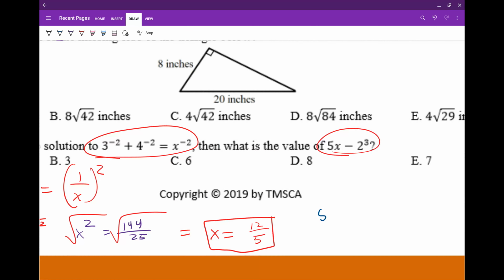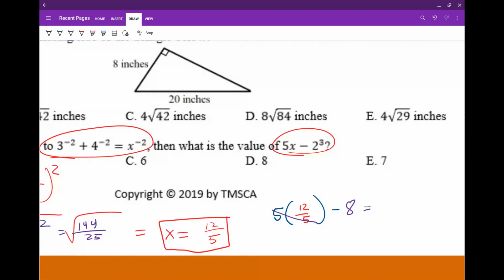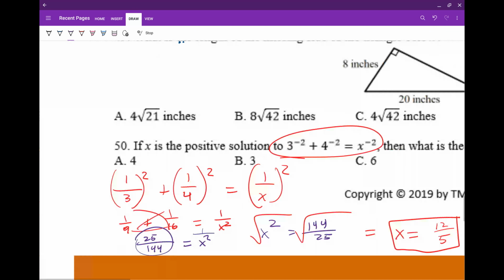You get 5 times 12 over 5 minus, and then 2 cubed is 2 times 2 times 2. That's 8, and you're subtracting 8 from that. So that's going to be equal to, you can cancel out the 5. You have 12 minus 8. That's equal to 4. That's going to be answer choice A. And with that, we conclude test 2 of general math.